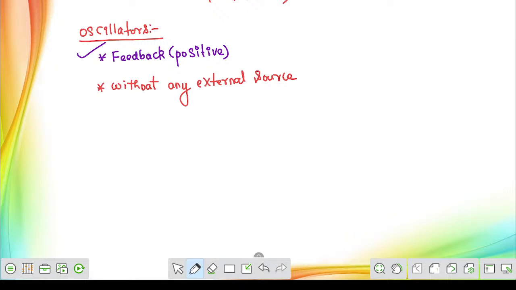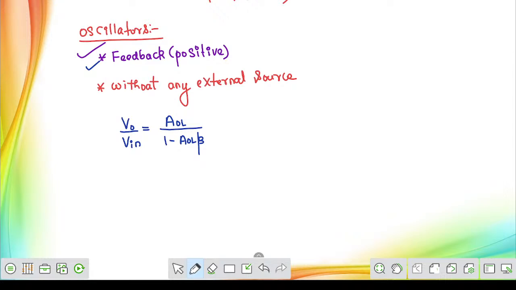If you are observing, what we can say is the ratio between the output voltage and the input voltage. Since it is positive feedback, in the case of a positive feedback amplifier the closed loop gain is going to be the open loop gain upon 1 minus the open loop gain into beta. This is the transfer function of the positive feedback amplifier.